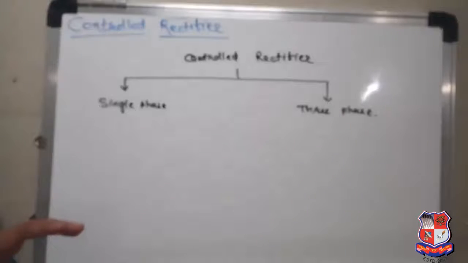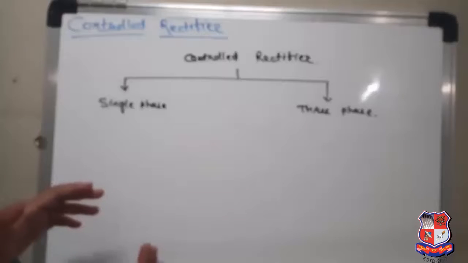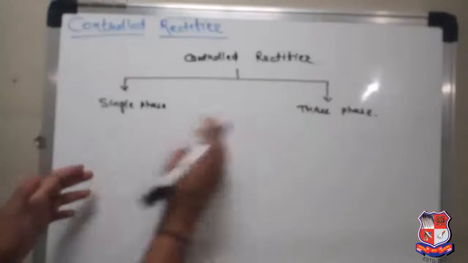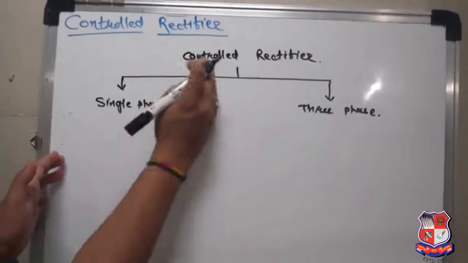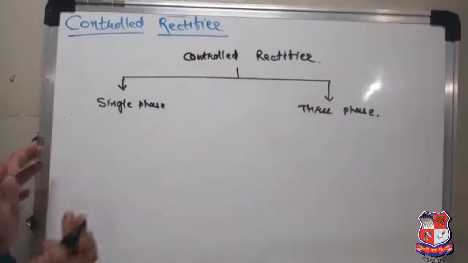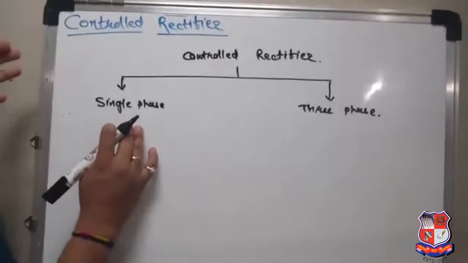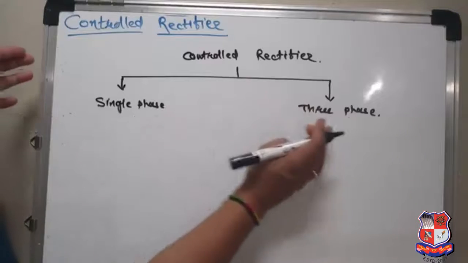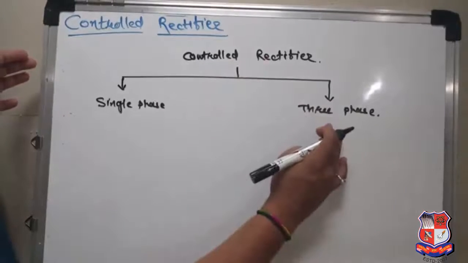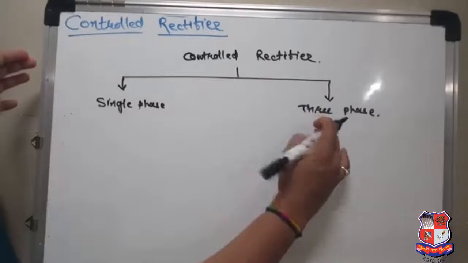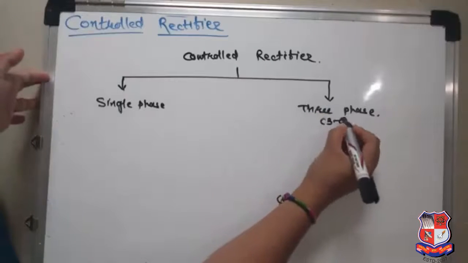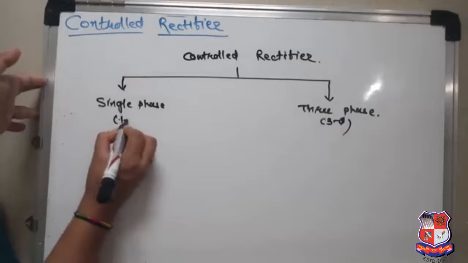So on the basis of the input supply used, controlled rectifiers are categorized into two categories: single phase controlled rectifier and three phase controlled rectifier. In a single phase controlled rectifier we apply a single phase AC supply, whereas in a three phase controlled rectifier we apply a three phase supply at the input side. So here a three phase supply is applied and here a single phase.